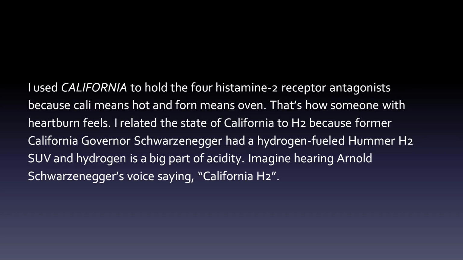I used the mnemonic California to hold the 4 histamine 2 receptor antagonists, because Cali means hot, and forn means oven. That's how someone with heartburn feels. I related the state of California to H2 because former California Governor Schwarzenegger had a hydrogen-fueled Hummer H2 SUV, and hydrogen is a big part of acidity. Imagine hearing Arnold Schwarzenegger's voice saying, "California, H2."